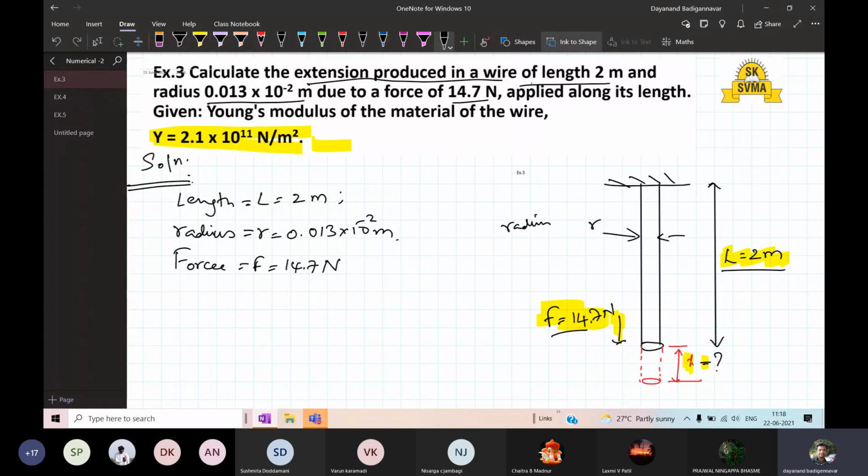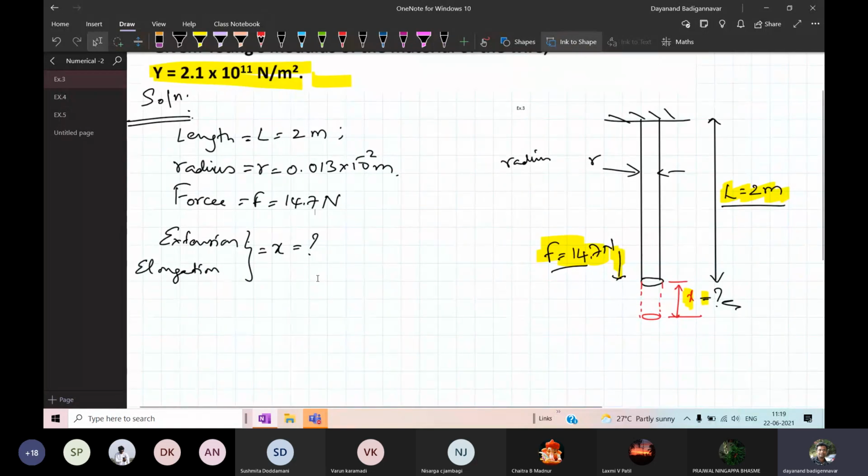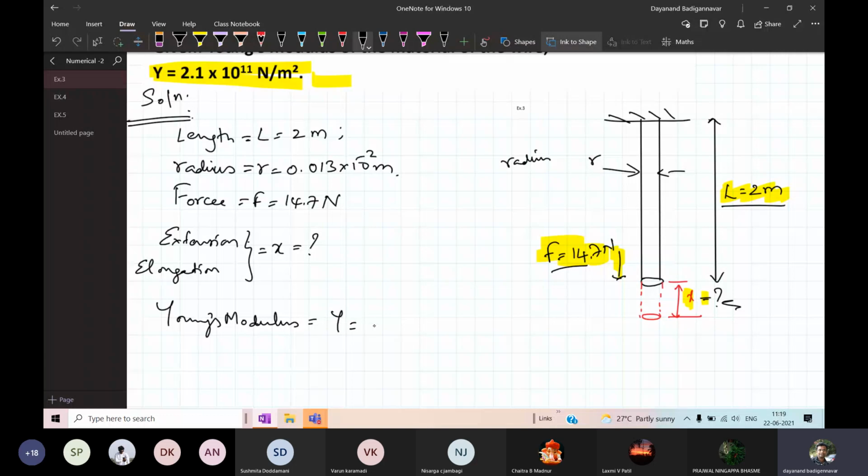So what is the extension? This is the extension that you have to find, the extension or elongation of the wire. This elongation is X, you have to determine. Apply a simple formula, the Young's modulus. Since the force is along the wire, the length is changing. Therefore, I can write the Young's modulus for this.